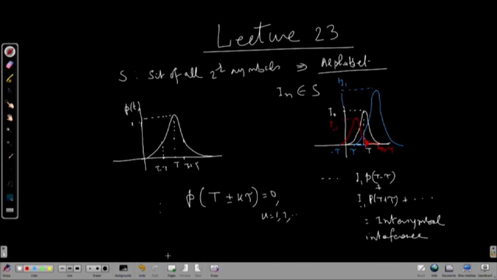And at the center point it is 1. So this is called the zero forcing condition.